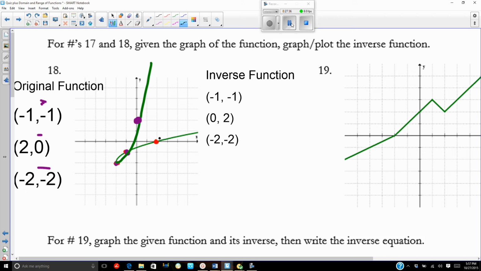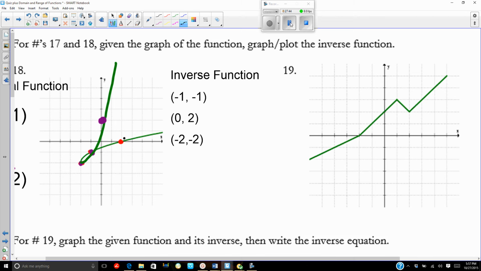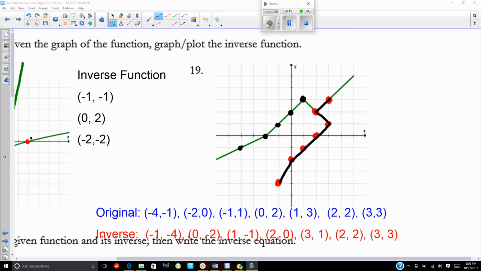Same thing on number 19. Pick as many points as possible that you can pick off the graph. Never hurts to do a couple more than you need to. So those are all of the points that I've picked. Write down the ordered pairs, flip-flop them, and then graph the new points to find the inverse of that function. So those are the original points I have. I flip-flopped them to find the points of the inverse function. So just graph the points of the inverse function.